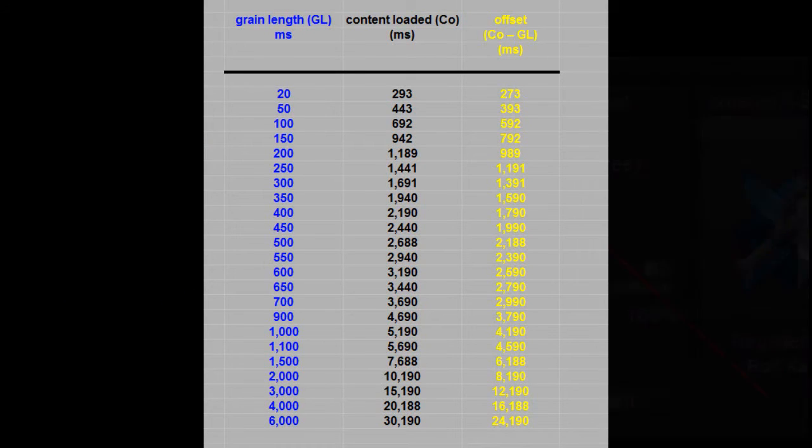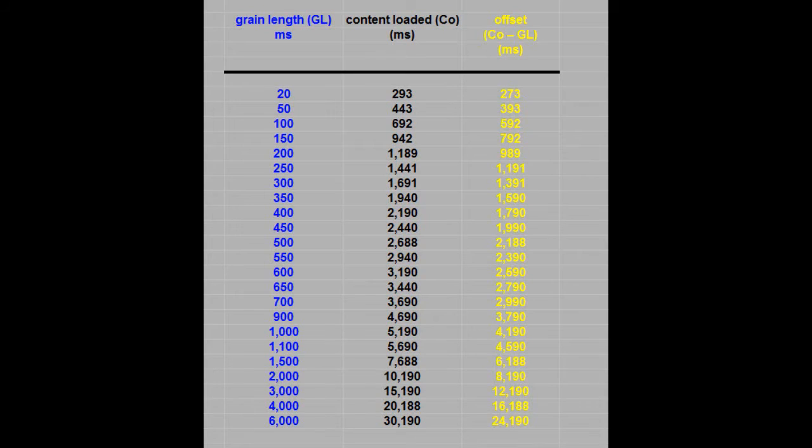And the bad news is, the exact figures don't only depend on the length of the grains, but also on the complete setup of your studio equipment, of your PC. If you are in need of those exact figures, you have to measure them with your studio setup, with your software, with your PC.